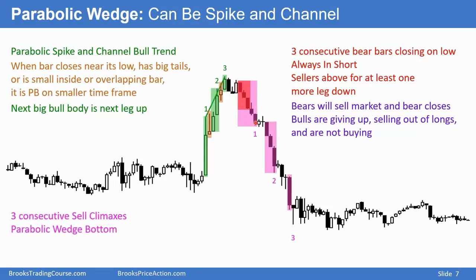We have a series of bear bars, a pause, a series of bear bars, and then a small bull doji, a pause, and then another sell climax here. You have 3 pushes down, 1, 2, 3. Parabolic wedge bottom, which is a sell climax, and it led simply to a trading range instead of a reversal.